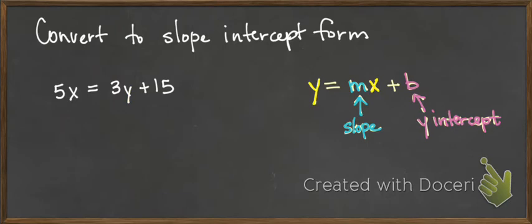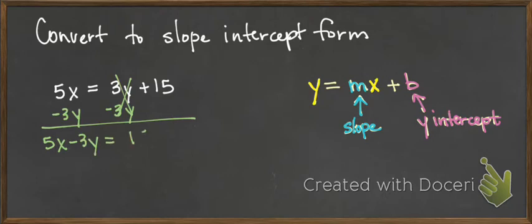I'm going to move the y over to the left side. So to do that, I'm going to subtract 3y because 3y minus 3y is 0. And I have to subtract 3y on the left side as well. So I'm left with 5x minus 3y equals 15. Now this looks a lot like the example we just went over.